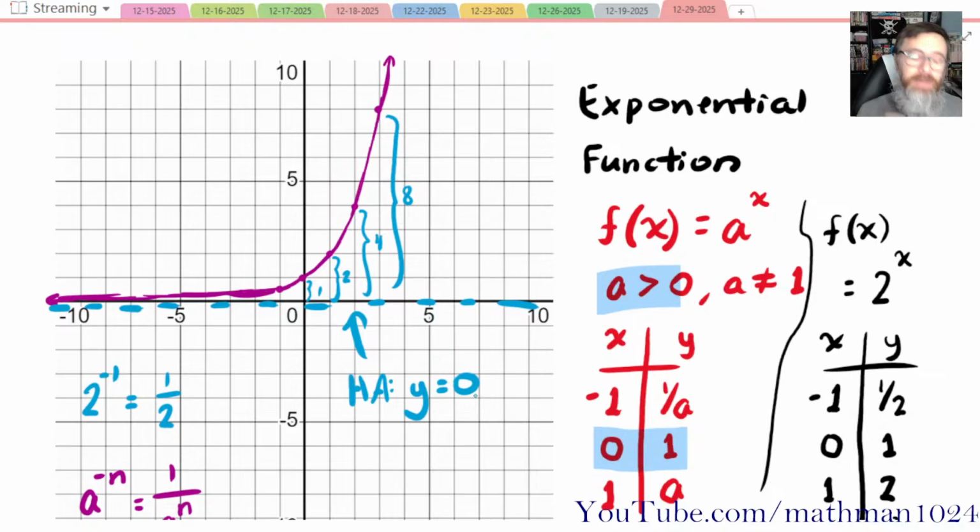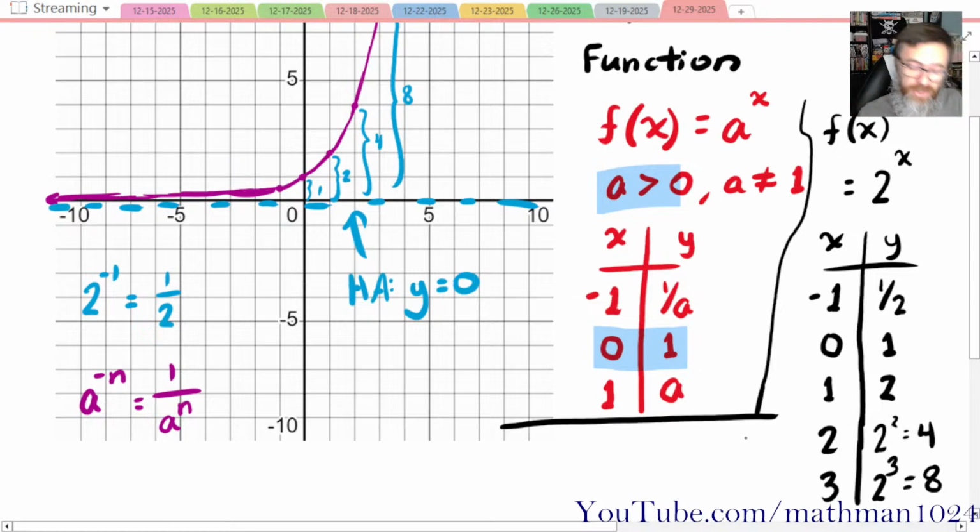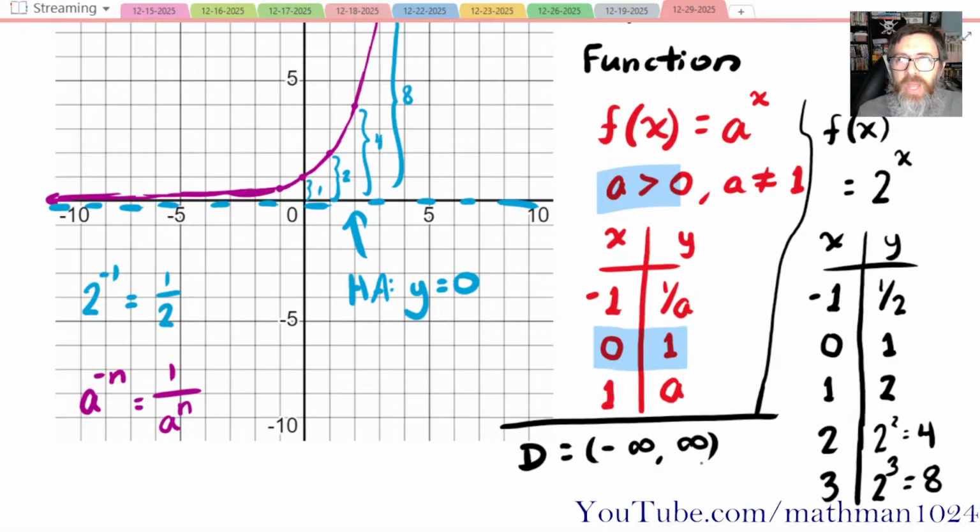Nope. And the reason for that is because when we look at our domain and range, and let's just keep this with the 2 to the x function that we see here, the domain is going to be all real numbers. And if the domain is all real numbers, there's never going to be a place where your function is undefined, and that means there's no place where you could ever have a vertical asymptote.